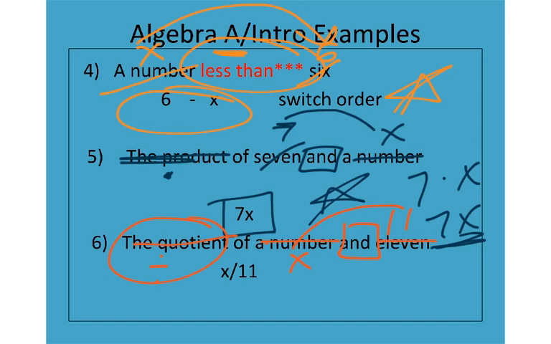So when you have the phrase the quotient, what comes first has to go in your numerator. What comes second has to go in your denominator. You can't switch that, otherwise it'd be incorrect. So your final answer is x divided by 11. And you can write it like this if you want to. But in algebra, we typically prefer the fraction notation of writing that. Okay?